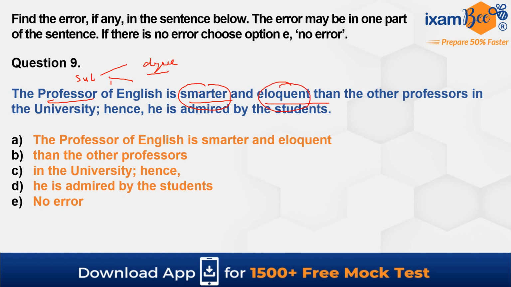You see that it is smarter. You know very well that smarter is comparative form. So you need to also make eloquent, right, in comparative form. So how do you make it? We don't have any words existing like eloquenter or eloquentest. So we place more here to make it more eloquent, bringing it in comparative form, right? So here the error lies in A.